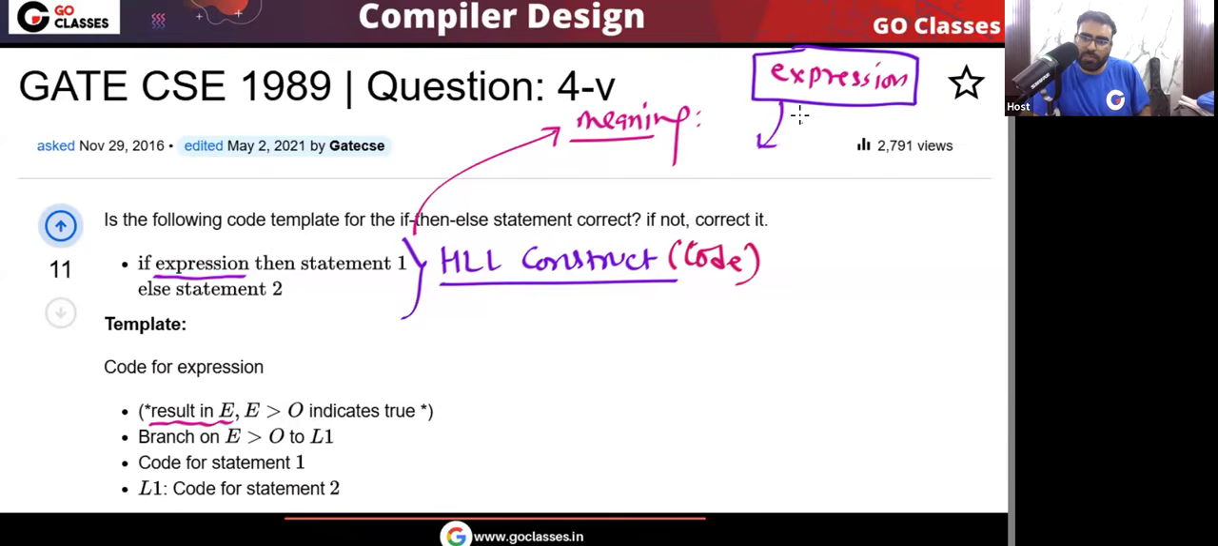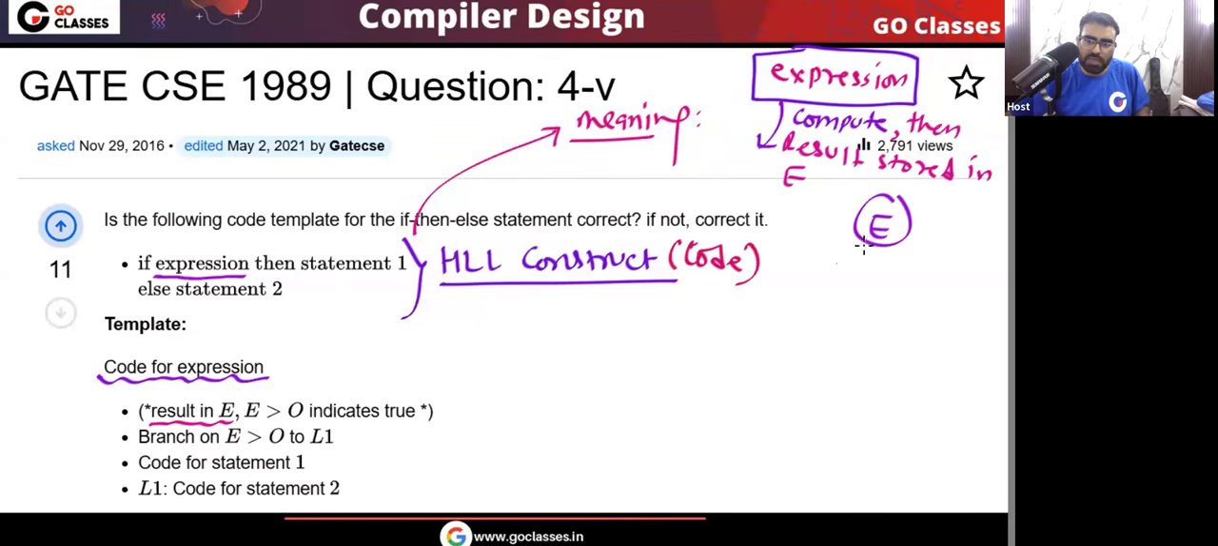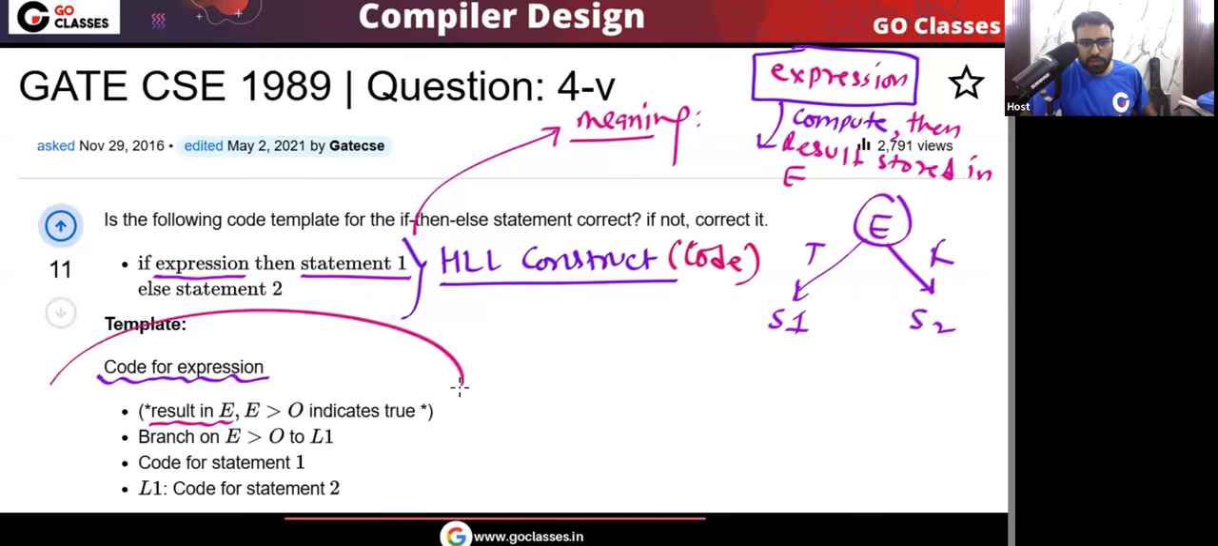So this expression we will compute. You can see code for expression. So first we will compute, then the result is stored in E. Now remember, if this E is true, then we need to execute statement 1. And if this E is false, then we need to execute statement 2. This is the meaning. Are we doing the same thing here?